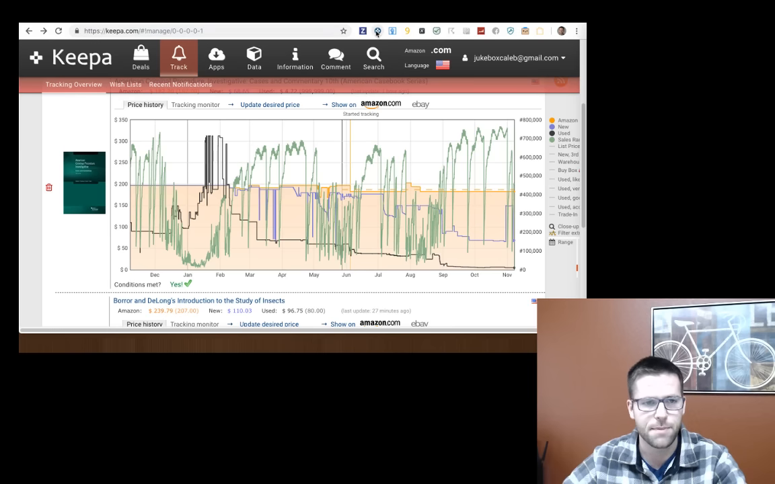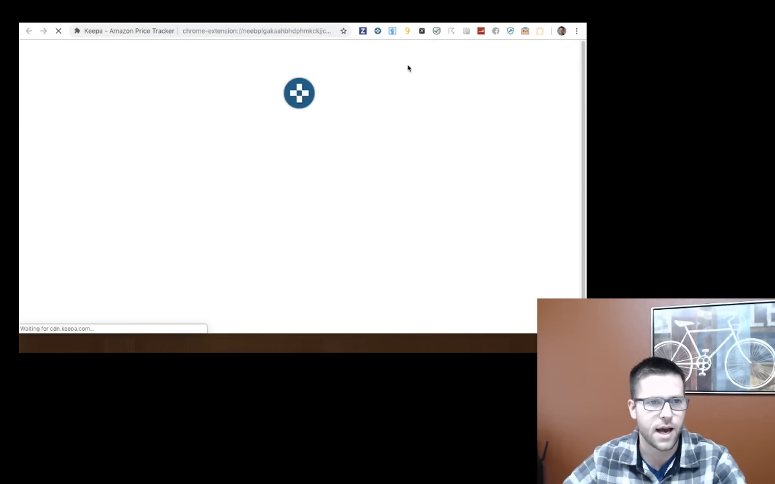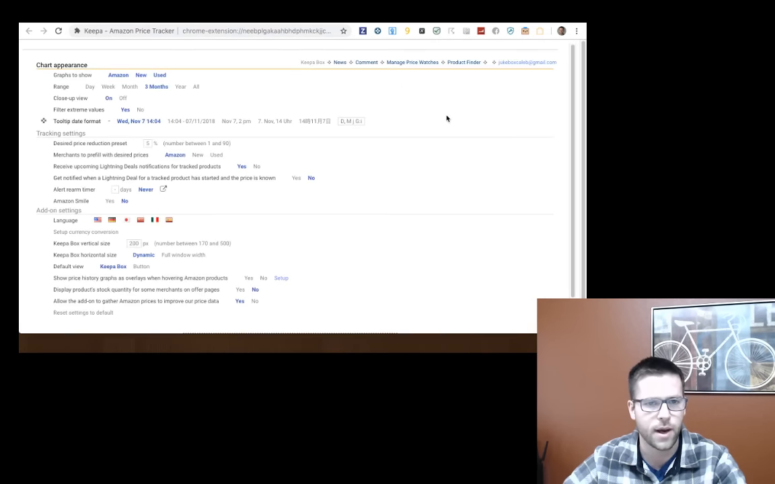You can see the little Keepa piece here. You can set up some options in the Chrome tracker as well. Let me just show you the options. So if you don't have it in Chrome, you can go ahead and go to the Chrome store and install that. That's certainly going to help you as you are following along today.